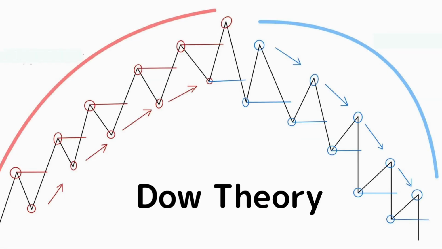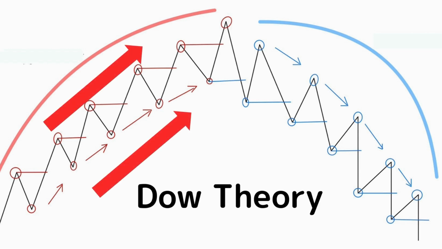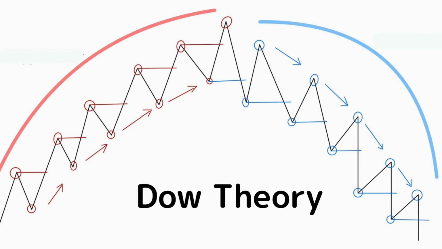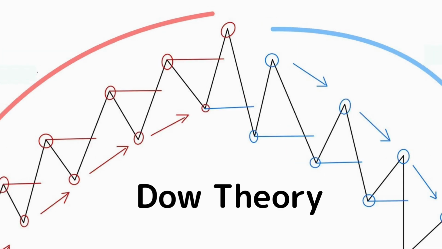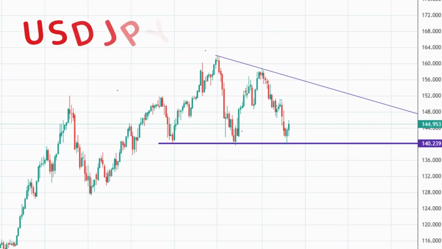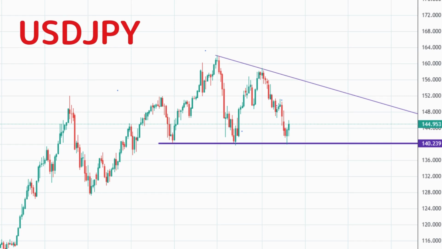Additionally, I follow Dow Theory for my analysis. To briefly explain, an uptrend is defined by higher highs and higher lows, while a downtrend is defined by lower highs and lower lows. A trend reversal occurs when this pattern breaks. If the price breaks below the most recent low after reaching a high, a downtrend begins. All right, let's take a look at the USDJPY chart.